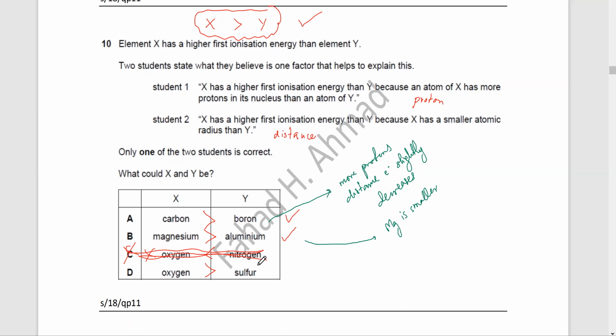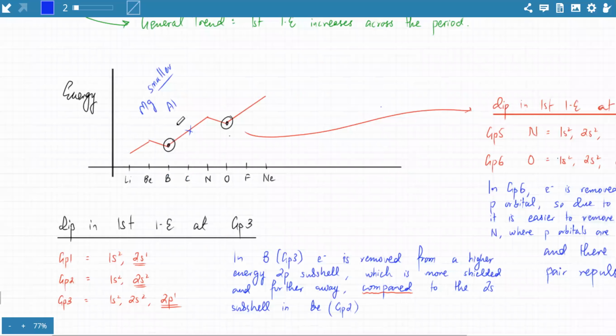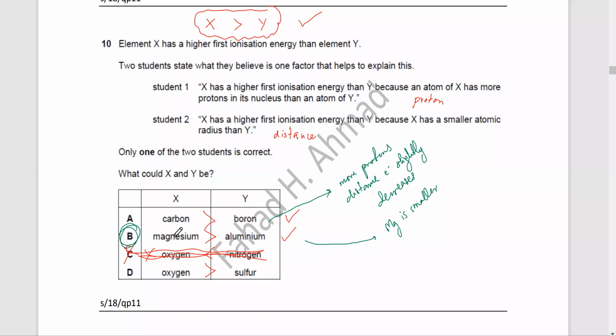So in option B, only one of the students is correct. This was actually going against the trend. I mean, the dips were actually going against the trend. You had more and more protons to the right. But in the case of group two and group three, aluminium had more protons, but still it was easier to remove electrons because the electron was being removed from a subshell which was much further away. Okay? So is this question clear to everyone?